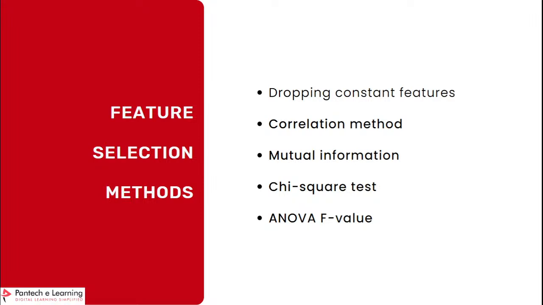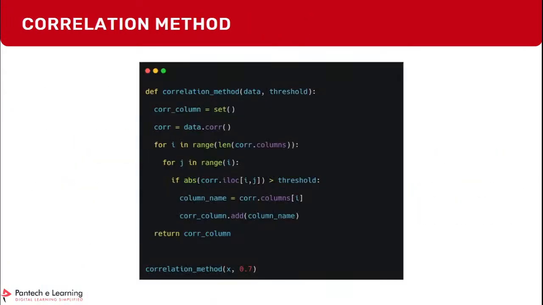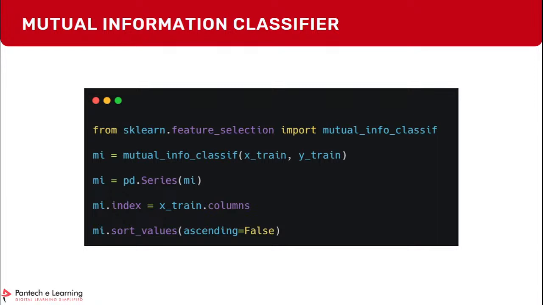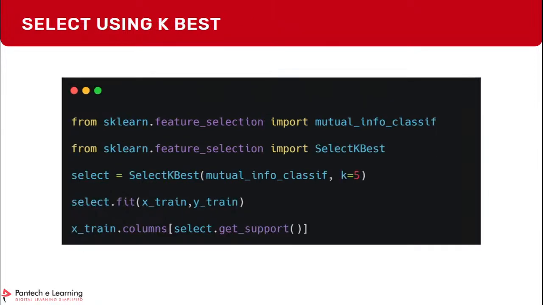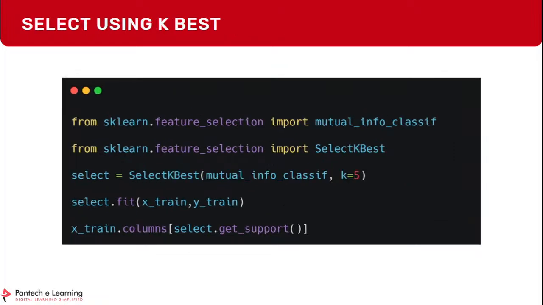For feature selection, we have some statistical methods like dropping constant features, the correlation method, mutual information test, chi-square test, and ANOVA F-value test. You could also perform these with scikit-learn feature selection. You have mutual info classifier for classification and for regression. You could also use select k-best, and that will help you to find the best values. You could get them from get support.